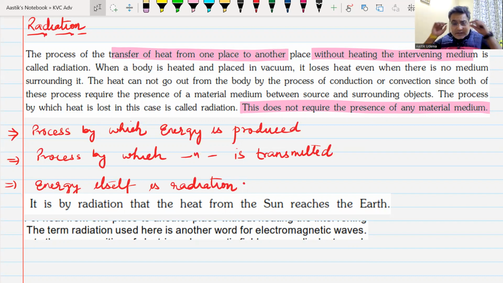So this is radiation. All bodies will emit energy by this process, whether they are solid bodies, liquid, or gases. The energy emitted is known as radiation. The process by which energy is emitted is known as radiation. The process by which it is transmitted is also known as radiation. Everything is radiation. I'll give you 2 minutes to note this down.